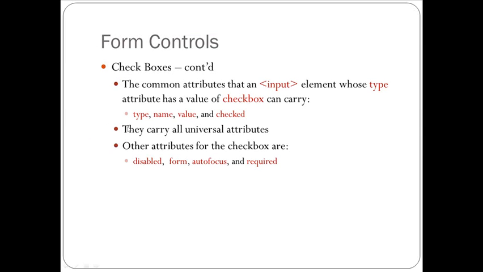As far as the attributes you could use, type, obviously that's needed for the checkbox, the name is required, as is a value, because the value that you define inside the input is what actually gets sent to the server, so that's our name value pair, and then checked. And checked merely predetermines that it's already checked when the page loads. So if you want it to be checked automatically, you would include that checked. They carry all the universal attributes. They also carry disabled, form, autofocus, and required that we talked about in the last video.